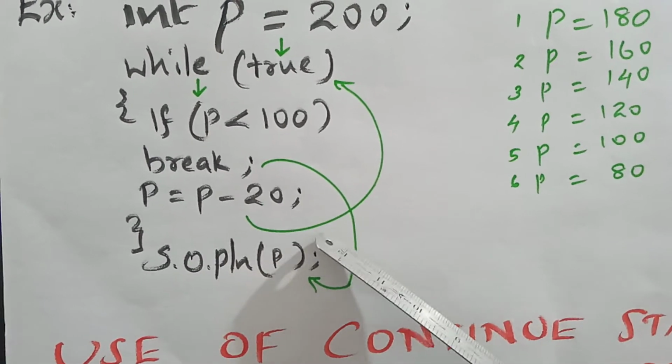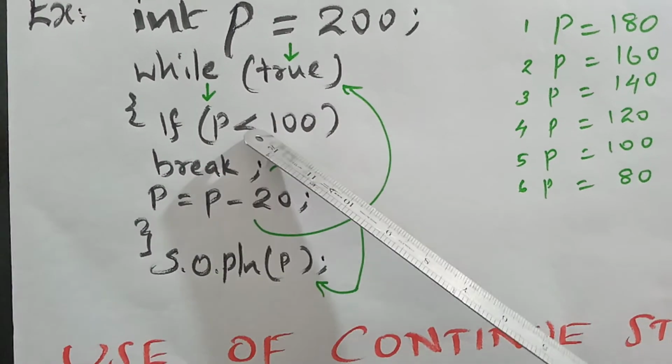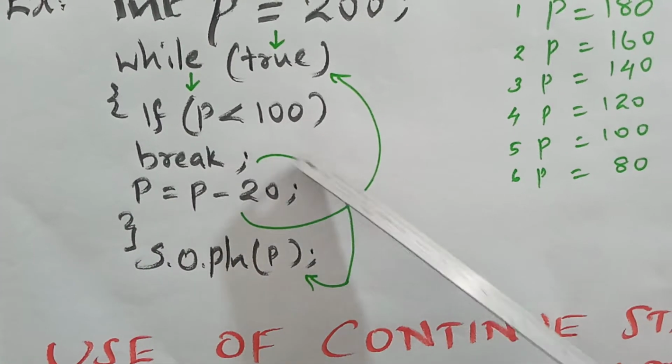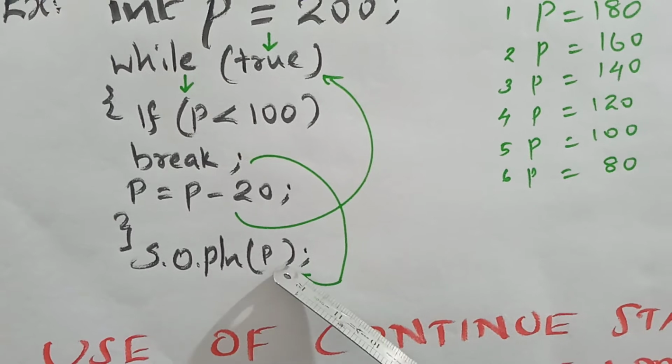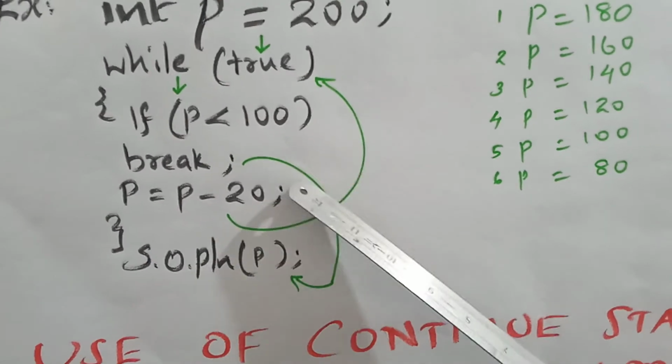Then again you go to the condition. Here it is always true only. Then come here. 80 less than 100? Correct. Now you come out from the break. And what do we have to print? p. Now p is 80. Now see how many times this loop will work. This loop works 7 times.